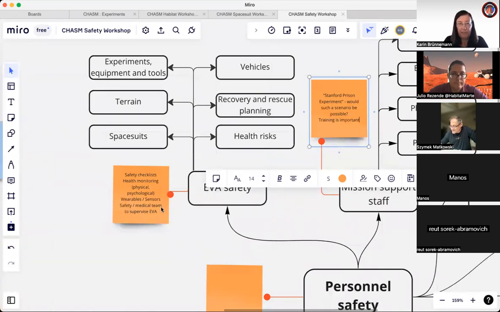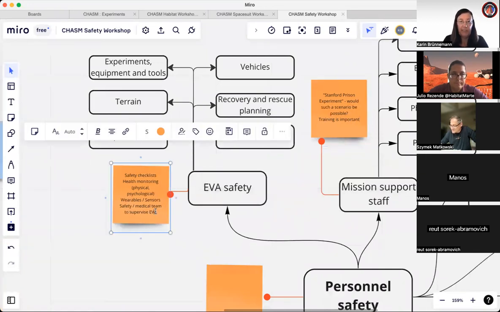We can put it in EVA safety, yeah. We now have in the spacesuit simulators, some astronauts are actually wearing exoskeletons, but not to help their movement, but to restrict their movement, to simulate a pressurized suit. But yeah, why not turn it around?